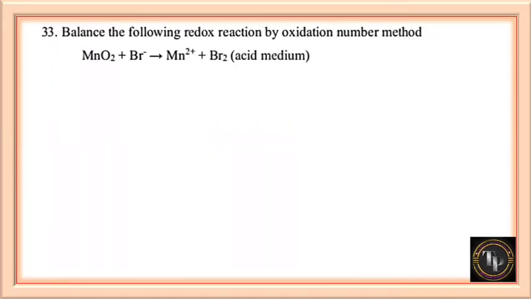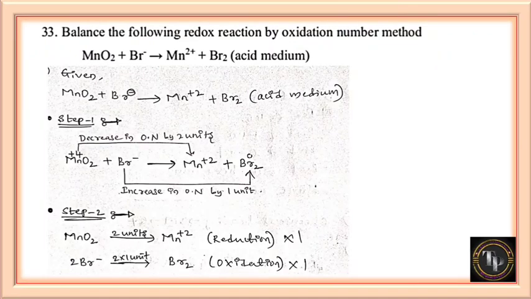Balance the following redox reaction by the oxidation number method. This type of question, I guarantee you are going to get in the annual examination. One question for 3 marks. See, acid medium is given: MnO2 plus Br minus gives rise to Mn2 plus and Br2. First step, what to do? First, the given reaction I have written. Step 1. Same reaction I have written, but with MnO2 and Mn.